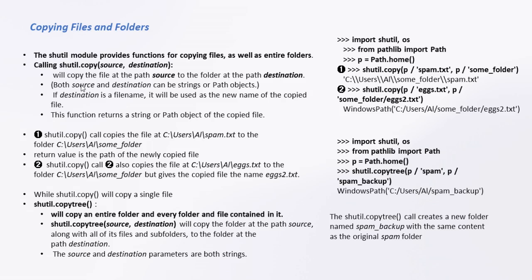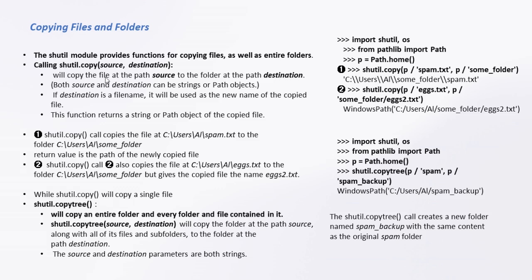The shutil module provides two functions for this. One is shutil.copy(source, destination), and the other one is shutil.copytree. The difference is that shutil.copy will copy the file from the path mentioned in the source to the path mentioned in the destination, so it only copies a file. Whereas shutil.copytree will copy an entire folder and every file under that folder from the source to the destination.